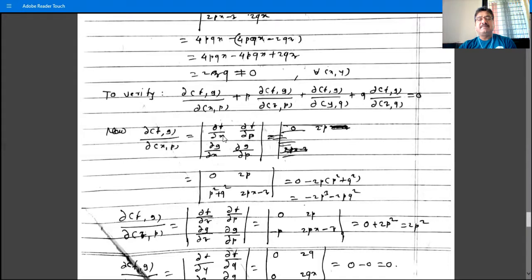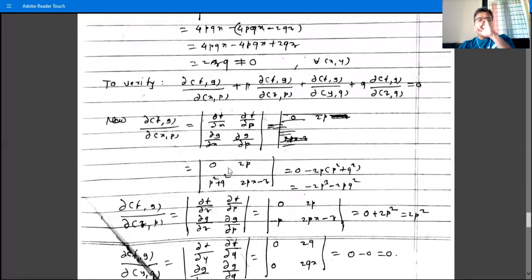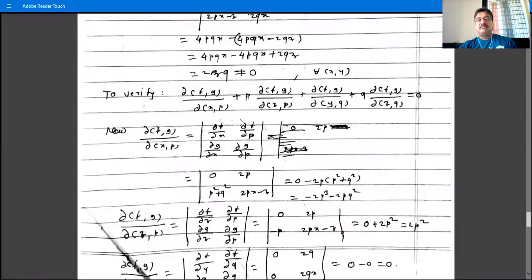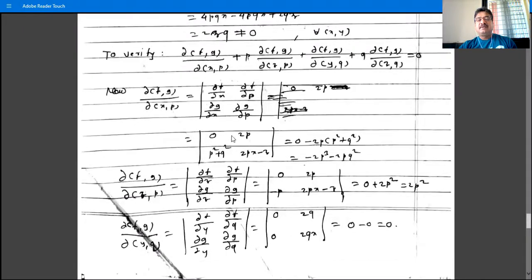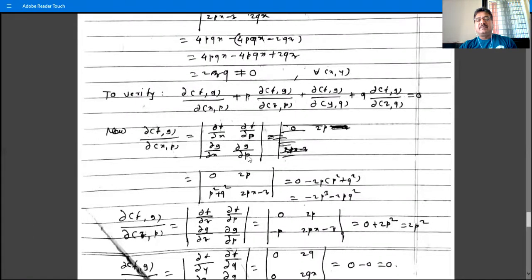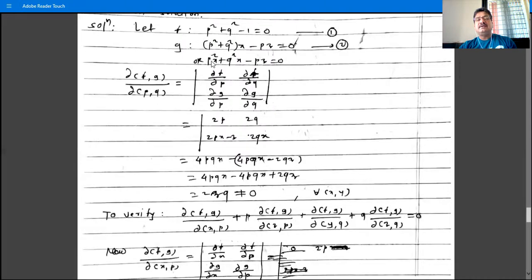∂(f,g)/∂(x,p) is the determinant with ∂f/∂x, ∂f/∂p, ∂g/∂x, ∂g/∂p. ∂f/∂x with respect to x, the derivative is 0, and ∂f/∂p is 2p. Then ∂g/∂x is p² + q² with respect to x, then p² + q², and ∂g/∂p is 2px − z. Then this into this is 0 minus 2p times (p² + q²), that is we have −2p³ − 2pq².